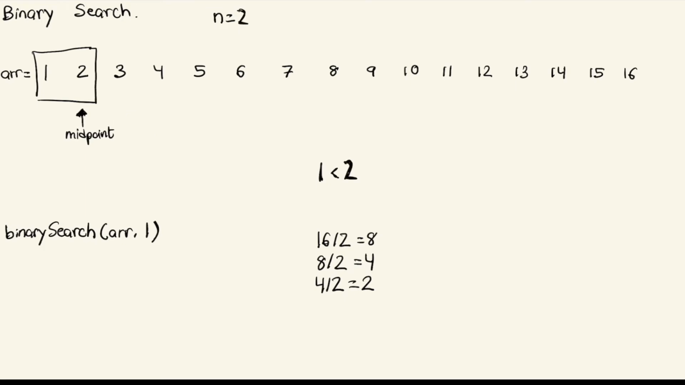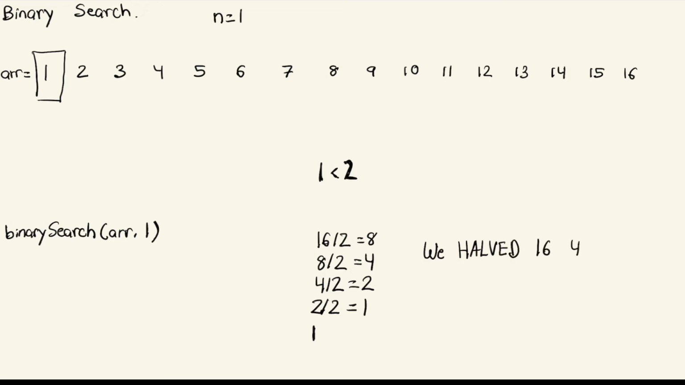We repeat this process one last time, and the number of possible places has reduced by a half from 2 to 1. So in total, we have cut in half the array of size 16 4 times to get to the number that we want to find. And as we saw before, log base 2 of 16 is 4. So the runtime of binary search is clearly big O of log n.